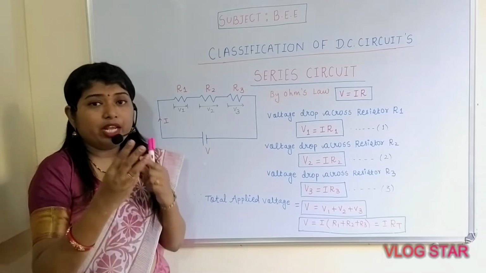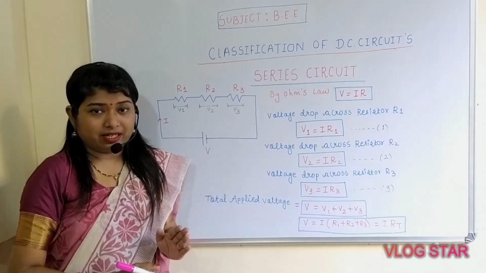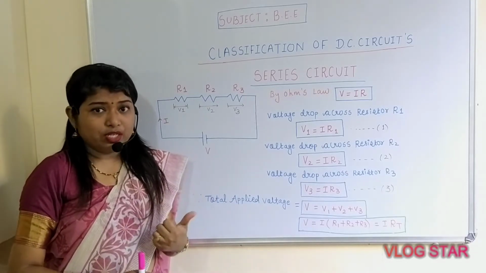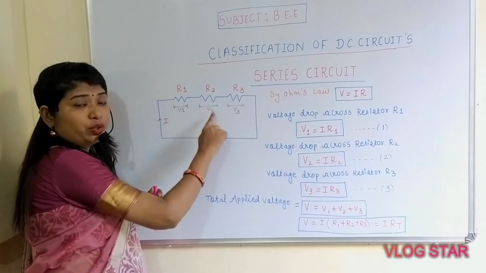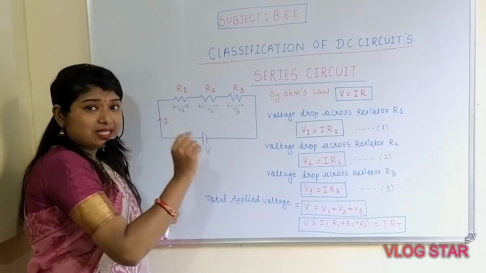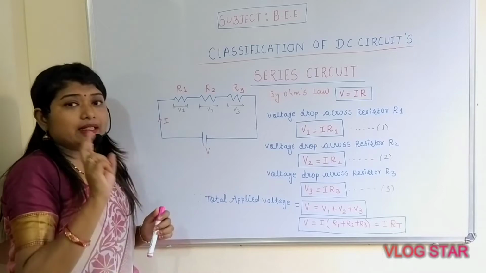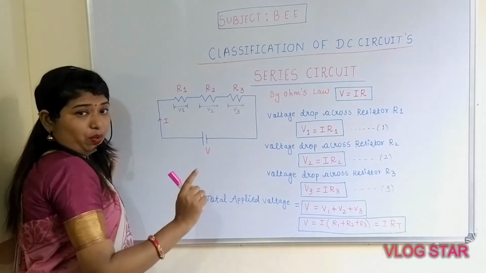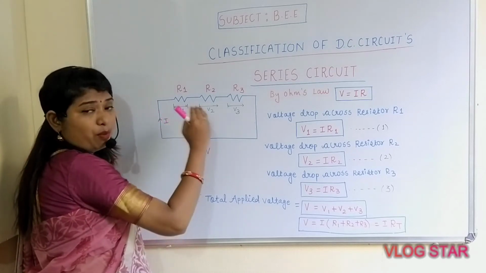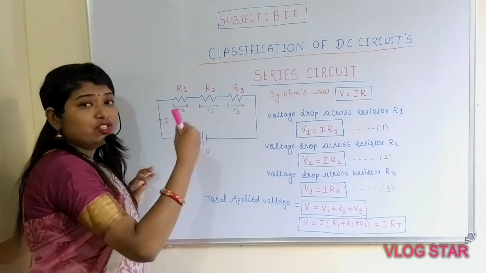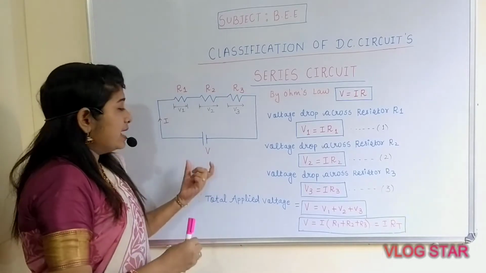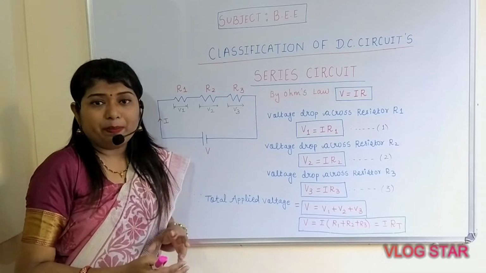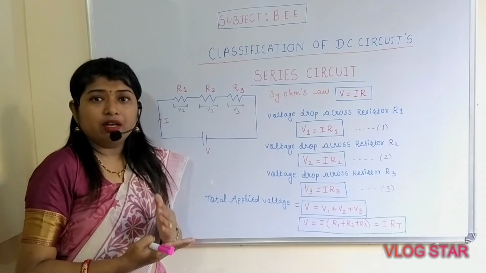Already we had discussed three important points related to the series circuit. What was the first point that we had discussed? The first point was that the current flowing through each and every resistance is the same. Am I right? The second point was that the applied voltage is equal to the sum of the voltage drops across each and every resistor, as the voltage gets divided in case of the series circuit. So you have to apply the voltage divider rule.